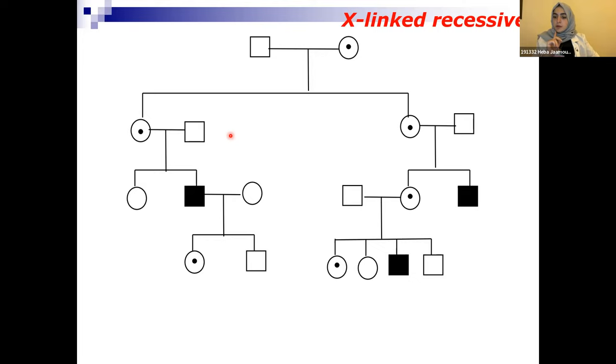So what you have to remember is that males are mostly affected with X-linked recessive diseases, while females are carriers, okay? For carrier mothers, there is a 50% chance of having carrier daughters, okay? And there's a 50% chance of having affected sons, okay? We'll see how. And of course, there's no male-to-male transmission because if a male has one normal allele, the same one is going to pass.